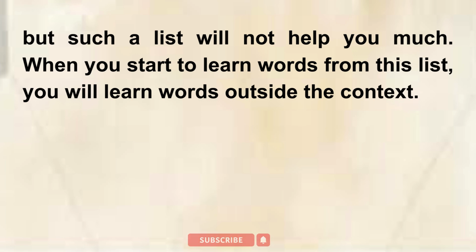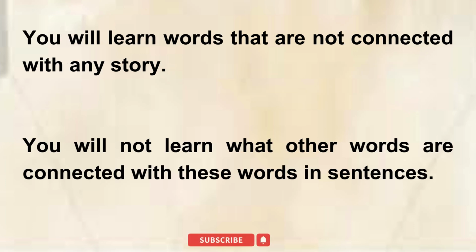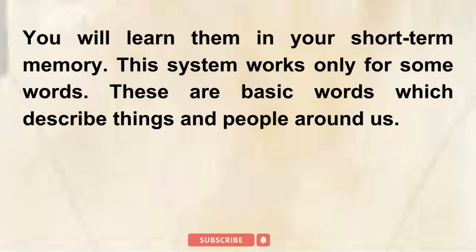When you start to learn words from this list, you will learn words outside the context. You will learn words that are not connected with any story. You will not learn what other words are connected with these words in sentences. You will learn them in your short-term memory. This system works only for some words. These are basic words which describe things and people around us.